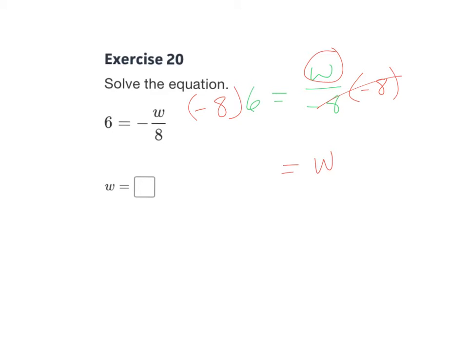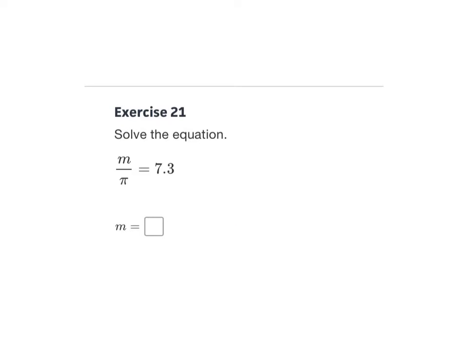Negative 8 times 6 is negative 48. Now to check it, you would have 6 is equal to negative 48 divided by negative 8. And that is 6 positive. 6 is equal to 6. That's my check.